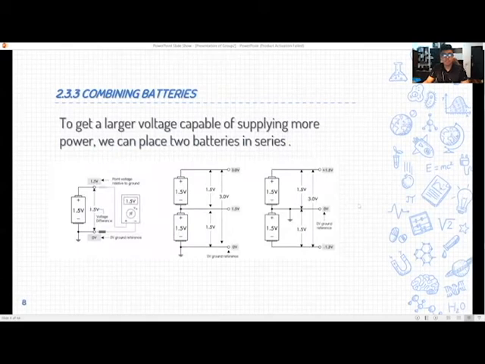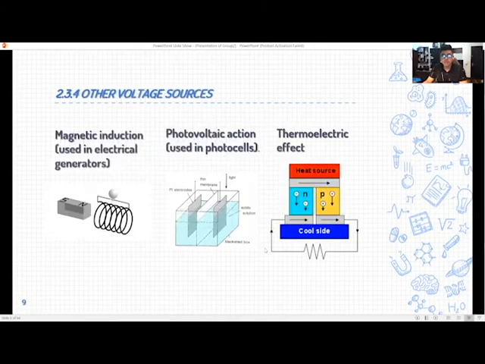And we move to the next, which is combining batteries. As you can see on the slide, if you want to get a larger voltage, you must place 2 batteries in series, so the voltage will be larger than 1 battery. Here are some other voltage sources: from the magnetic, the photovoltaic action, and the thermoelectric effect.